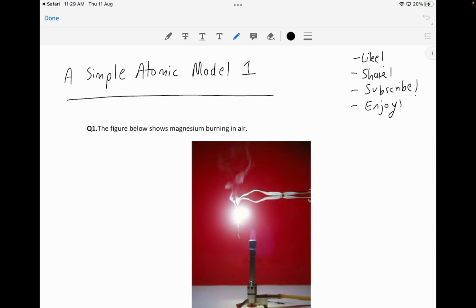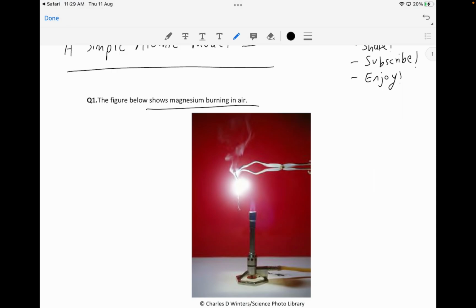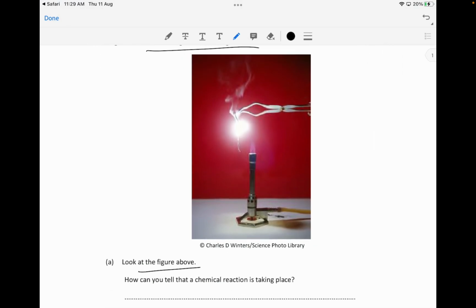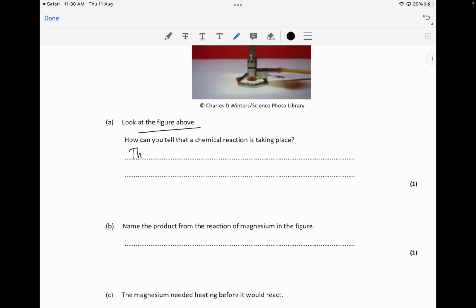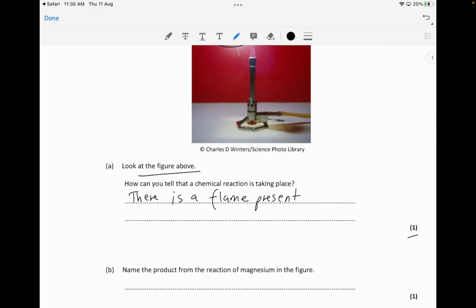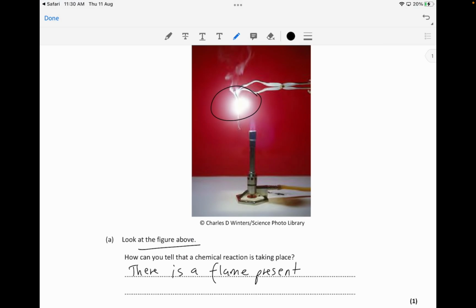Alright, so the first question states that the figure below shows magnesium burning in air. You can see that there's a bit of magnesium burning in air. Looking at the figure, how can you tell that a chemical reaction is taking place? We can see that there's some form of flame present in the diagram. So you can say that there is a flame present. That's going to be our answer for 1 mark. You can also mention that energy was given out, that a new substance was formed, or that the magnesium turned into a white powder. That can also be fine in this type of question.